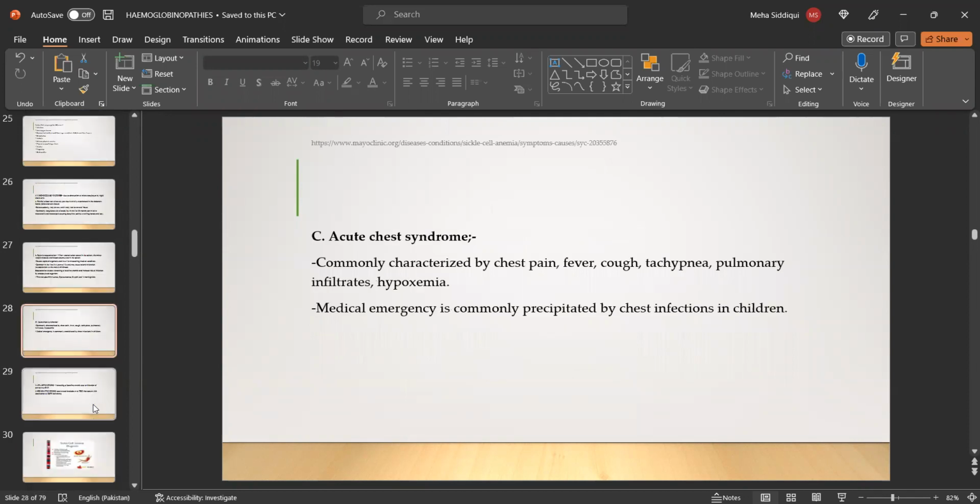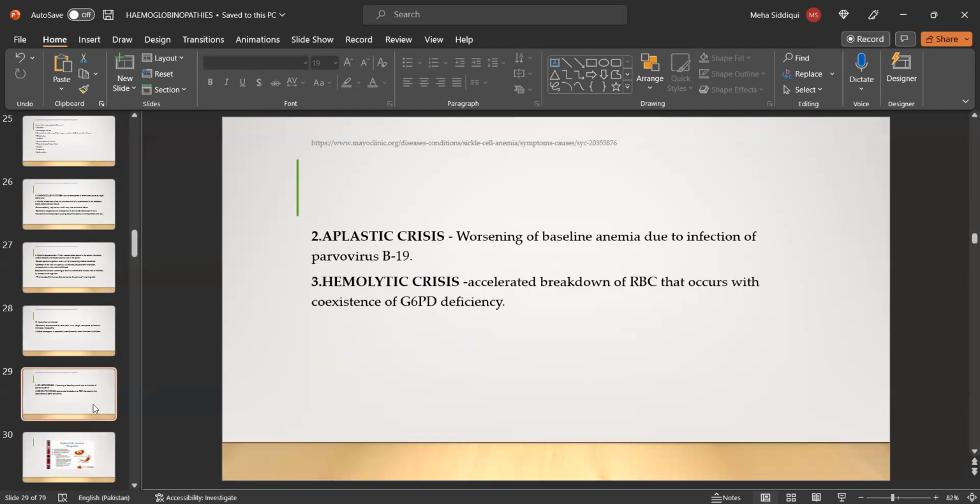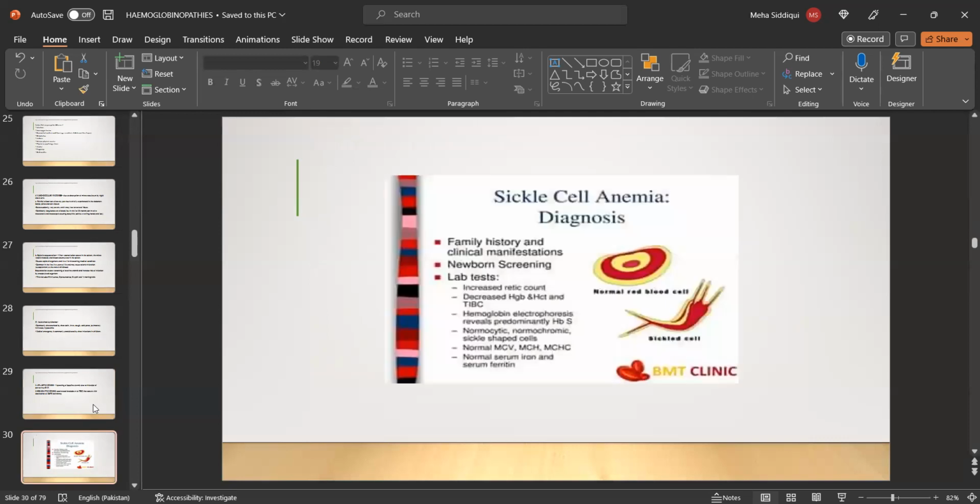Acute chest syndrome is characterized by chest pain, fever, cough, tachypnea, pulmonary infiltrates, and hypoxemia, and it is a medical emergency which is commonly precipitated by chest infections in children. Aplastic crisis is the worsening of baseline anemia due to infection with parvovirus B19. Then comes hemolytic crisis, which is accelerated breakdown of RBCs that occurs with coexistence of G6PD deficiency.